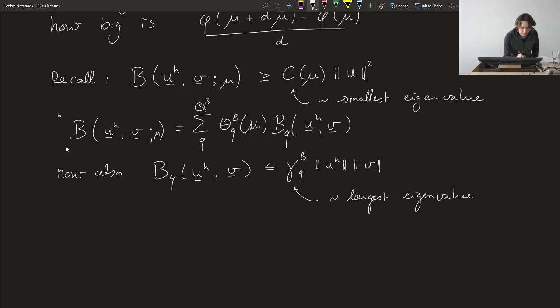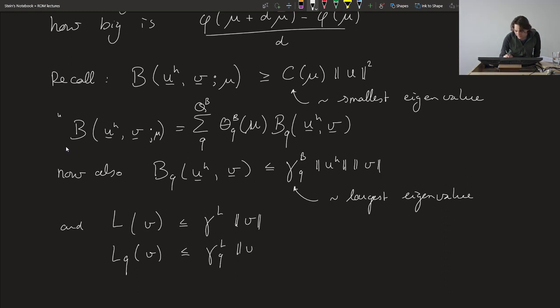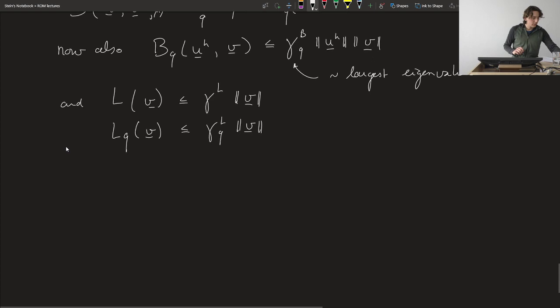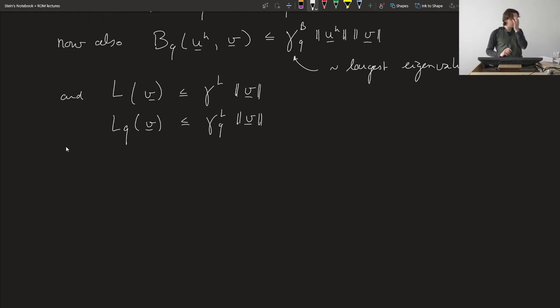In a similar sense, we can also make similar claims for the linear form. So L of v will also be smaller than or equal to some gamma related to L times the norm of v. And again, we also have an affine decomposition for L. So for each of those sub-L's, we could also define an upper limit as such. Okay, so now I have 10 minutes to go through this derivation. I'll do my best.